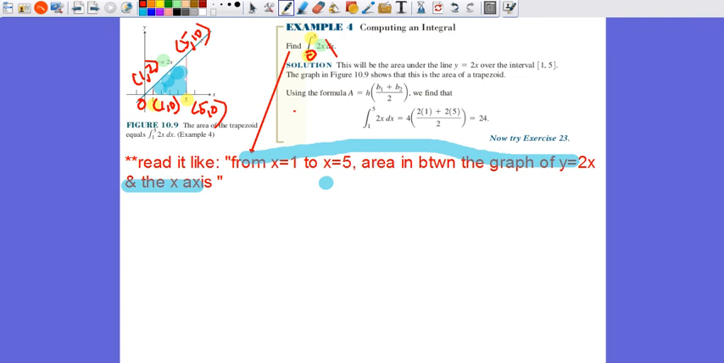Okay? So the height here is going to be 10. Not the height, but this length is going to be 10. This is going to be 2. And this side to side is going to be 4.